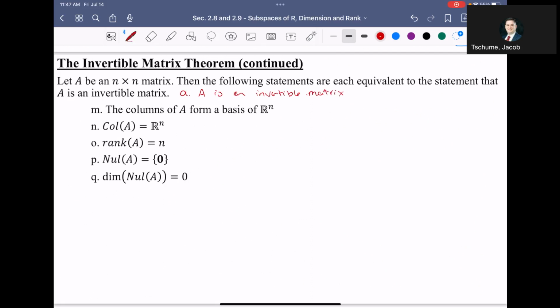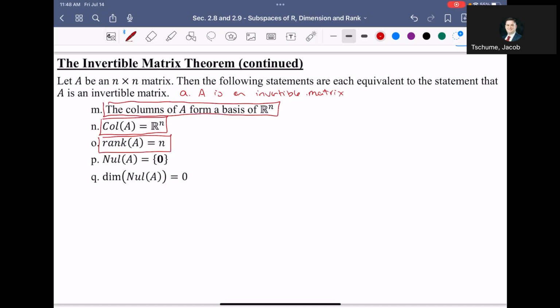So along with all the other statements being true if A is invertible, the other 3 things that go together are this. If A is invertible, the columns of A must form a basis of Rn, which means that the column space of A must be equal to Rn, which thus means that the rank of A must be n. And that means that every single vector of the original matrix must be in the column space, at least in the basis of it.